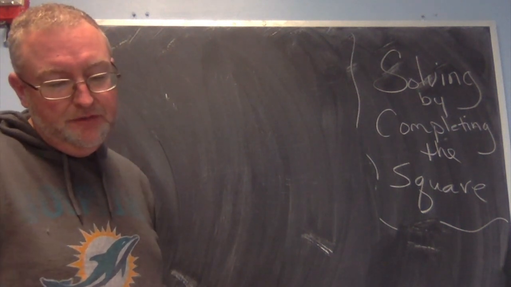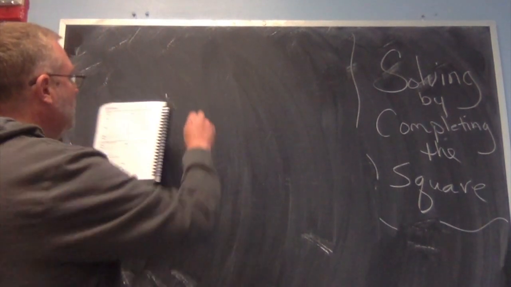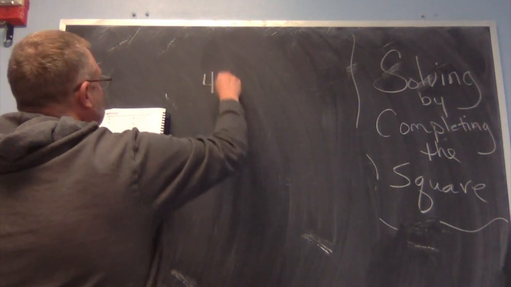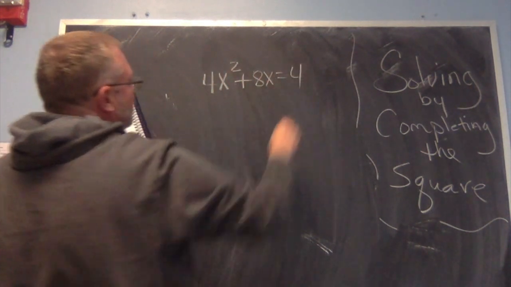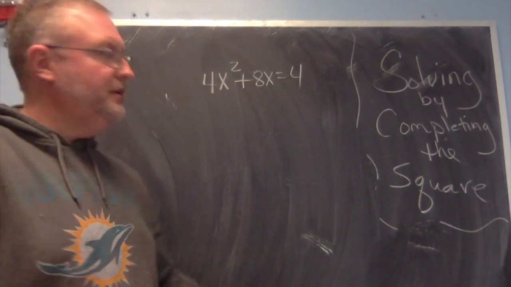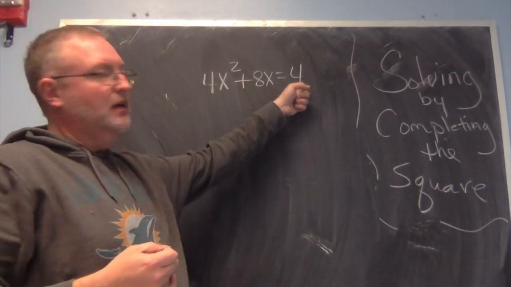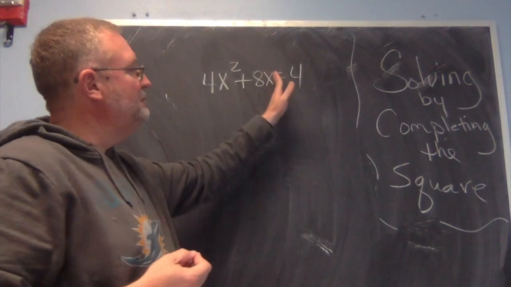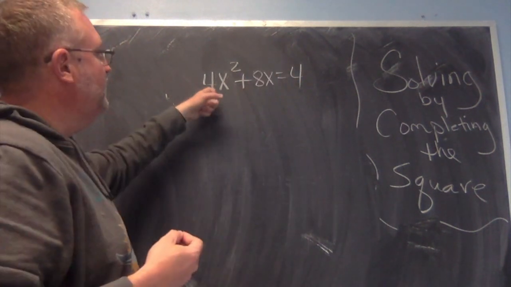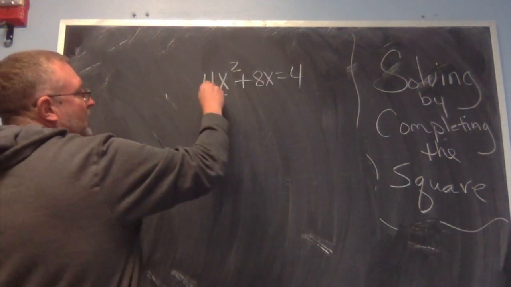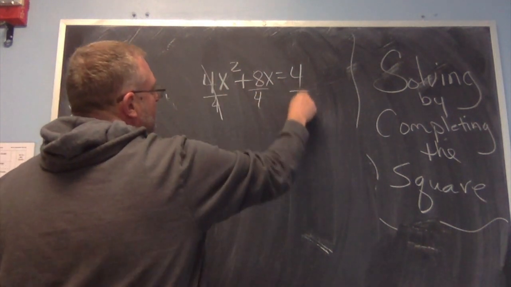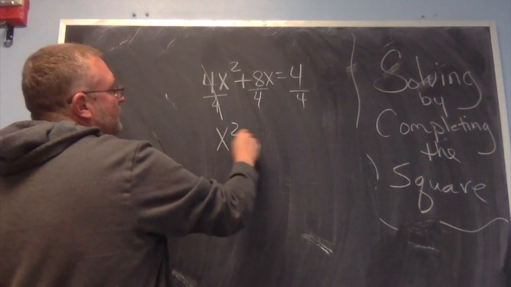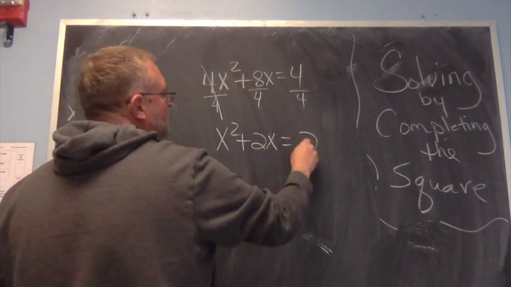So number 15 says 4x squared plus 8x equals 4. All right. First thing you want to do is make sure that it's in the right form where you don't have any plain number by itself. Then you need to make sure this is 1. In this case, I'm going to divide by 4. And what I did there, I'm going to do to everything else. So that leaves me with x squared plus 2x equals 2.